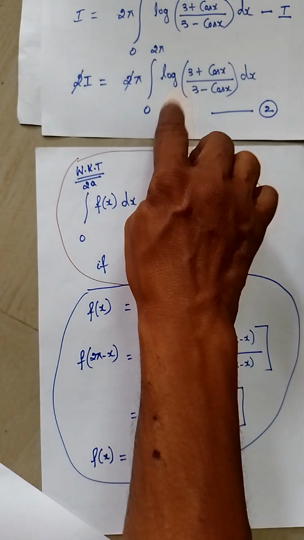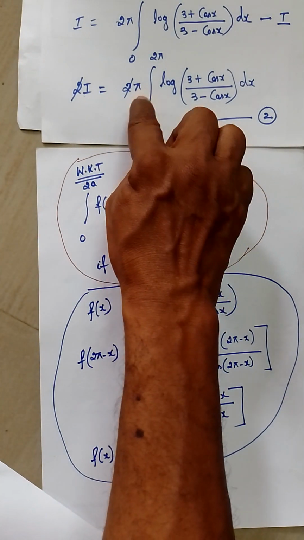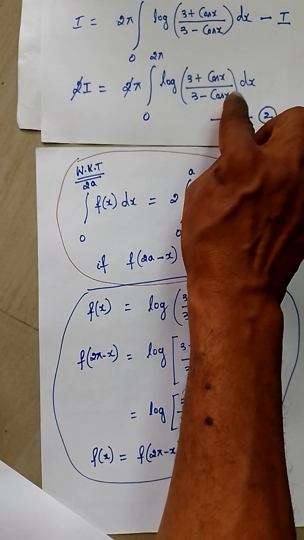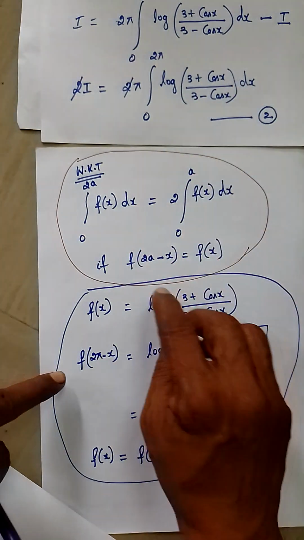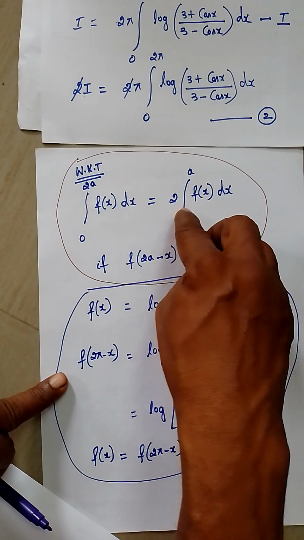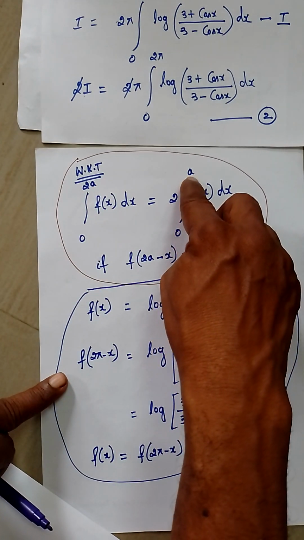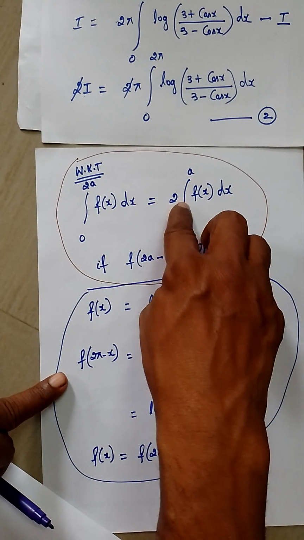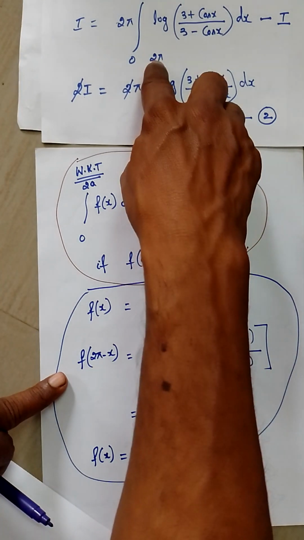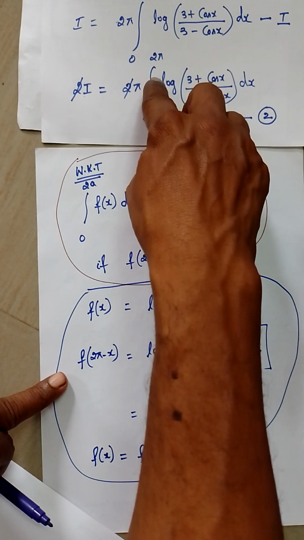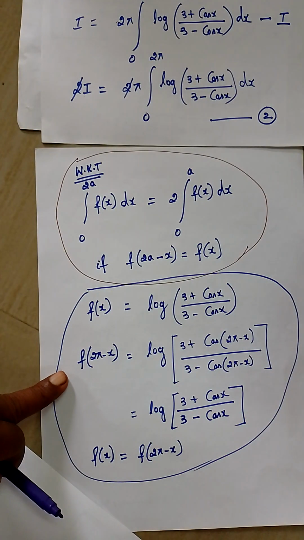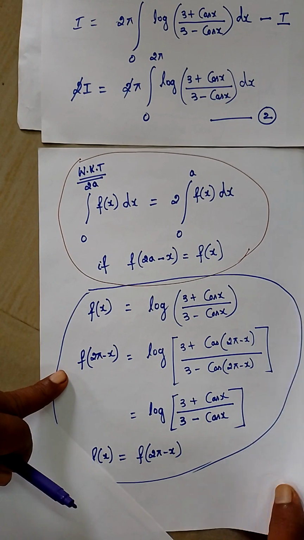Now from equation 2, we have I is equal to pi integral 0 to 2 pi log of (3 plus cos x) divided by (3 minus cos x) dx. If you look into the formula, if the limit is 0 to 2a, it will become 0 to a, that is half of this, and it is multiplied by 2. Therefore, here we have 0 to 2 pi, so this can be written as 0 to pi multiplied by 2 f of x dx. That's what I am going to write now.